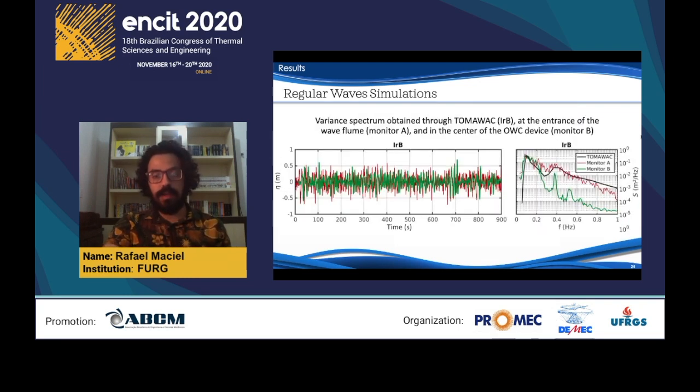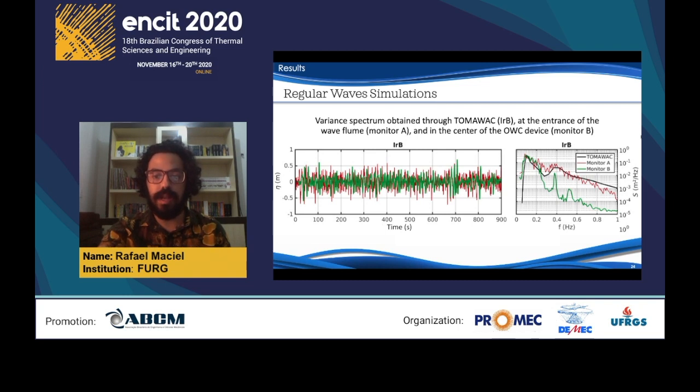Finally, an analogous analysis was performed. Since irregular waves propagate at random, it became very difficult to make a comparison between surface elevation at the entrance of the wave flume and inside the device. Therefore, the simulated sea state variance spectrum is presented. It can be seen that the spectrum at the entrance, which is the red line, is quite similar to the original spectrum, with the exception of some noise level introduced, possibly due to the non-linearity of the fluid dynamics simulation.